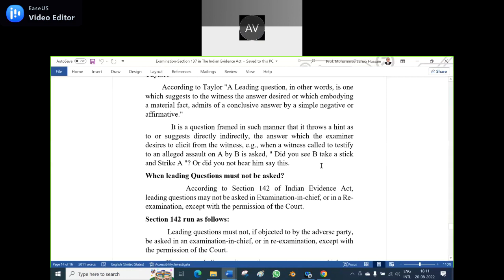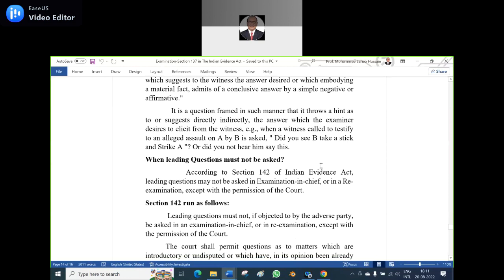Okay. When must a leading question not be asked? Section 142 of the Indian Evidence Act says leading questions may not be asked. Section 141 defines the leading question; what should not be asked is in 142. It says the leading question may not be asked in examination in chief or in a re-examination except with the permission of the court.